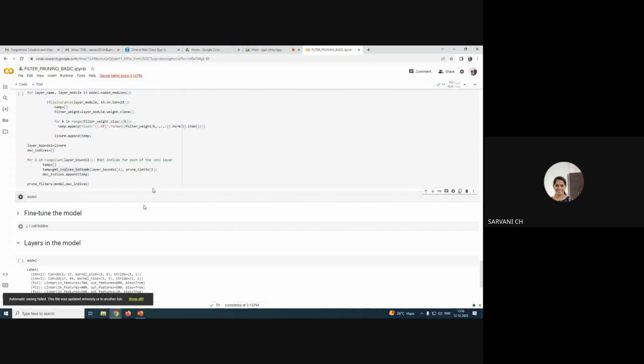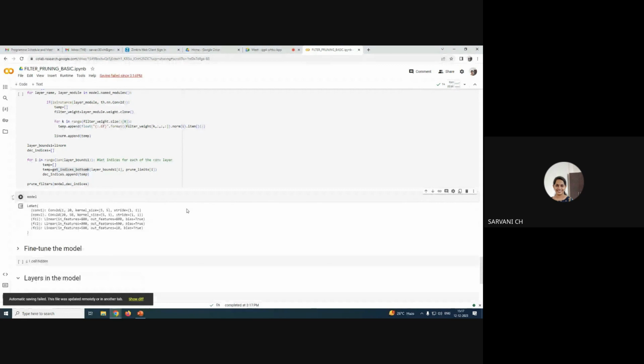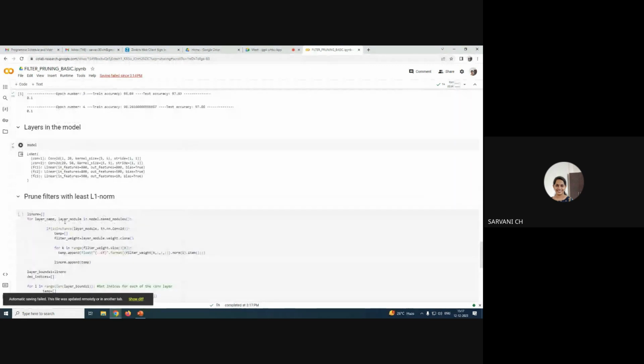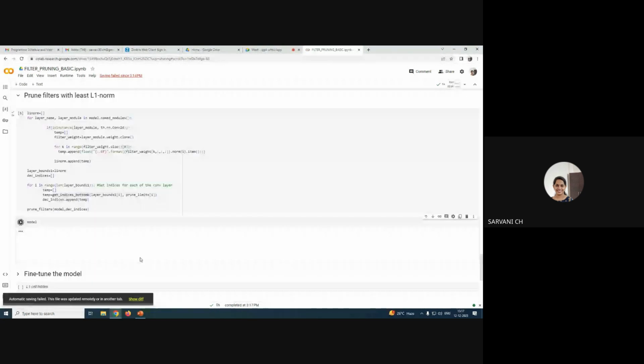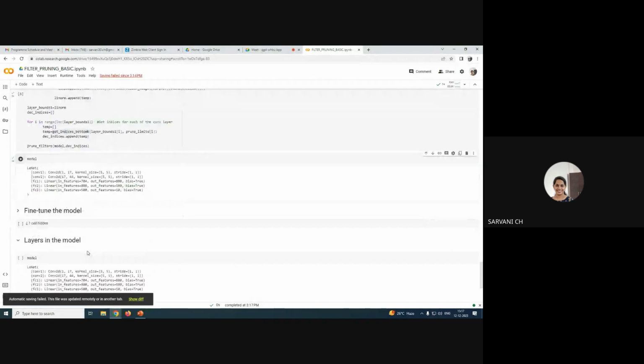We can see the pruning code. Here we are calling prune filters for the model using these indices. So we are instructing that for this model, you retain only the indices present in this indices variable. Sorry, we haven't run this yet. Okay, now we have run this prune filters code. And now if you check, previously it was 20 and 50 filters, now it has become 17 and 44.